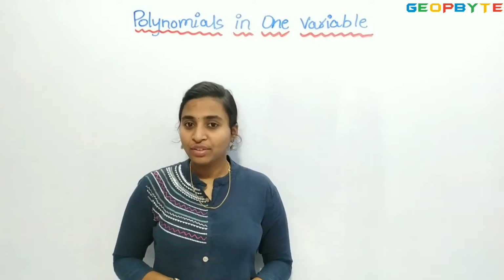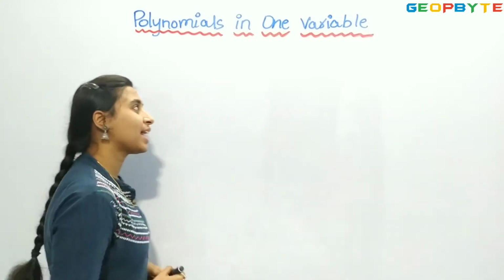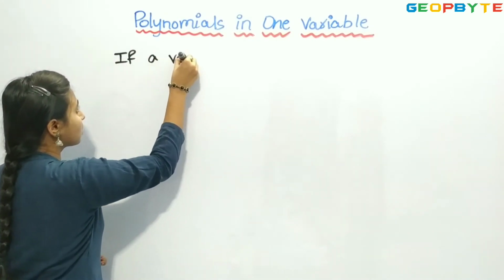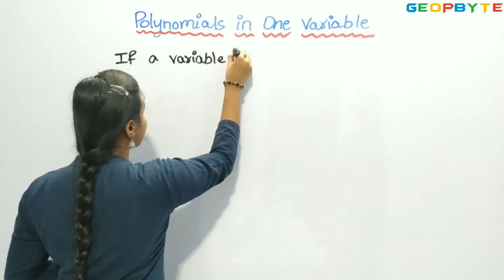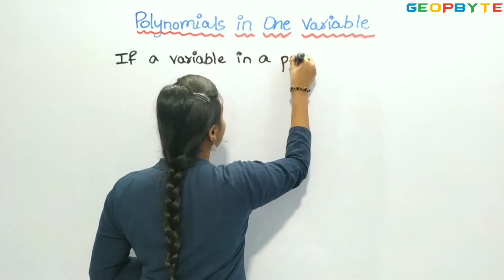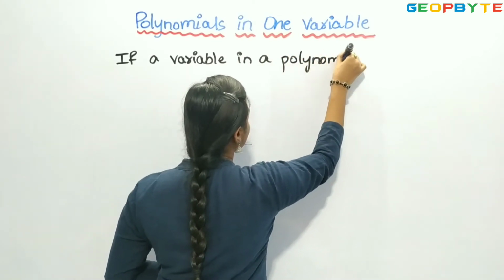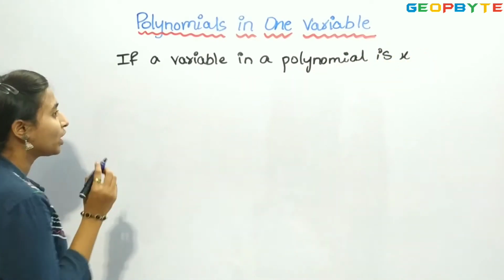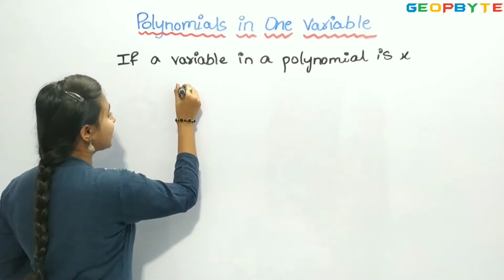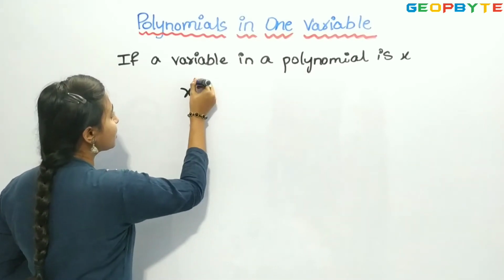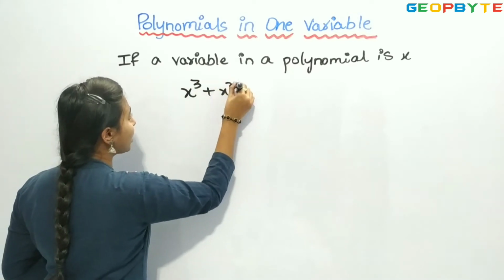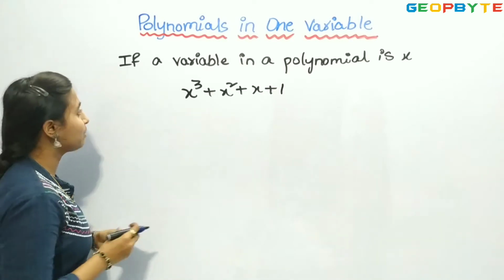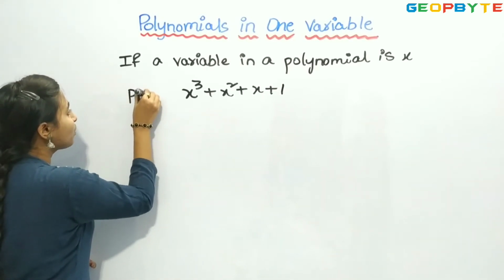Now, if a variable in a polynomial is x, the polynomial can be written as, let us take a polynomial of x: x³ + x² + x + 1. Now, this is my polynomial. It can be denoted with p(x).